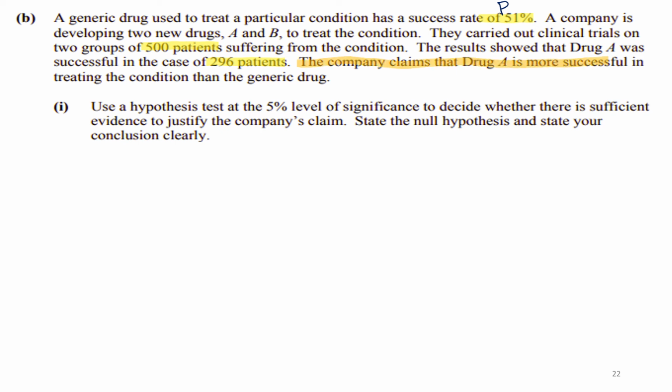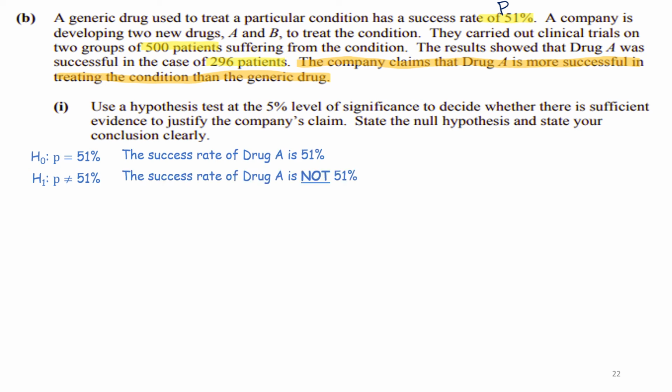We then have what is the claim. The company claims that drug A is more successful in treating the condition than the generic drug. Use hypothesis tests at a 5% level of significance to decide whether there is sufficient evidence to justify the company's claim. State your null hypothesis, and state your conclusion clearly. So our null hypothesis, we're taking our P, so P equals 51%. Our alternative hypothesis, then, P does not equal 51%. In words, the success rate of drug A is 51%, or the success rate of drug A is not 51%.